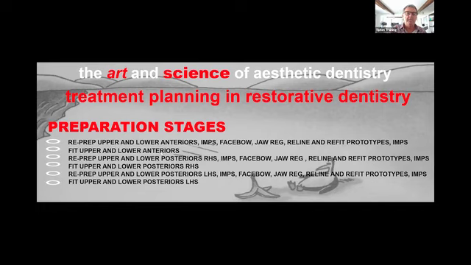So we fit. Next stage is now going to do exactly the same thing, but to one side. So I'm going to take off my upper right posteriors, my lower right posteriors. I'm going to re-prep if needs be. My margins might be right. My margins may need some changing. Okay, so re-prep if needs be. Once you've re-prepped, fine, then we're going to go and take our imps, uppers and lowers, again, 2 retraction cords as normal. We're going to take a face bow again. We're going to take a jaw registration, again, between the preparations.